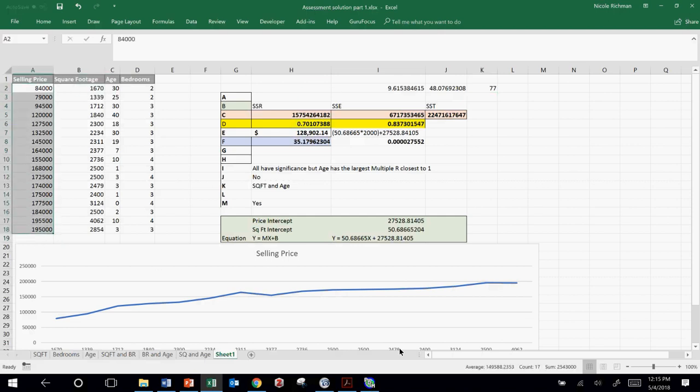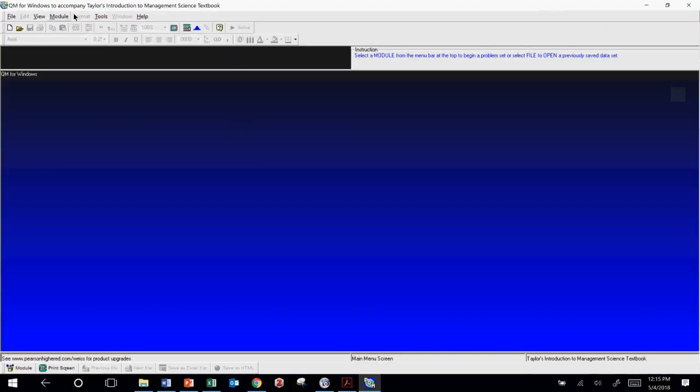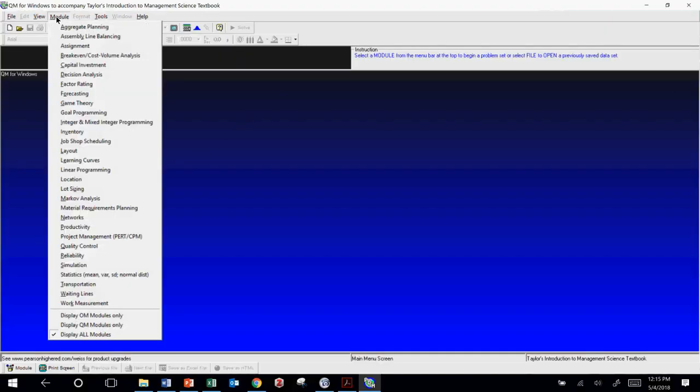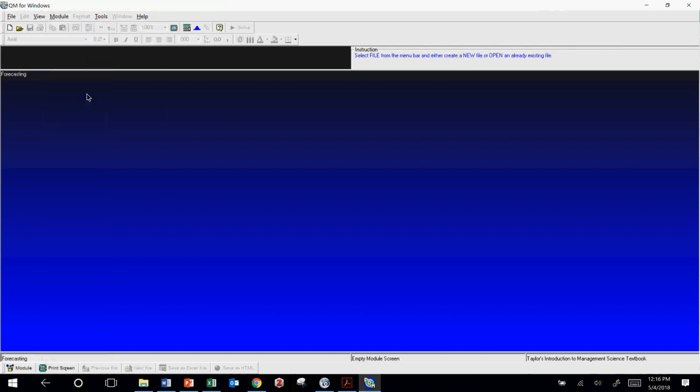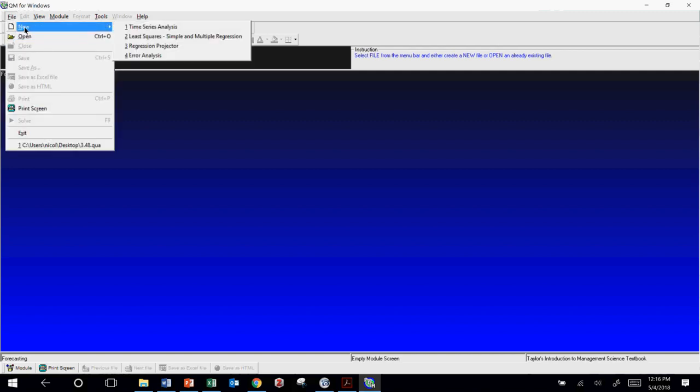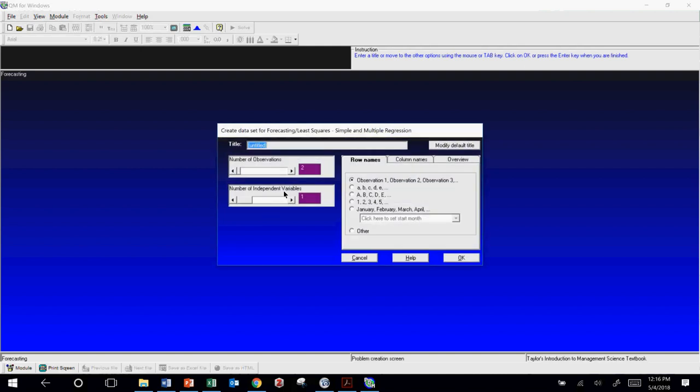So first, let's take a look at we have 17 data sets or 17 samples. We're going to go into module. And this is a forecasting method, so we're going to choose forecasting. And then we're going to start with File, New. And we're doing a least squares, simple and multiple regression. And the first one, we need to select our 17, and I'm going to label this square footage.